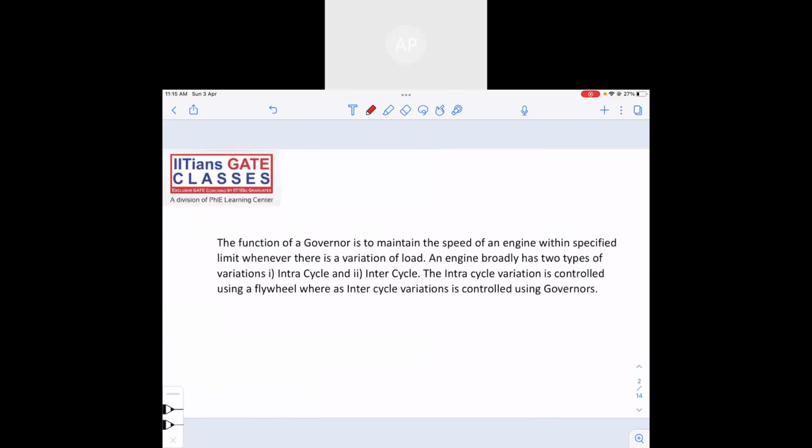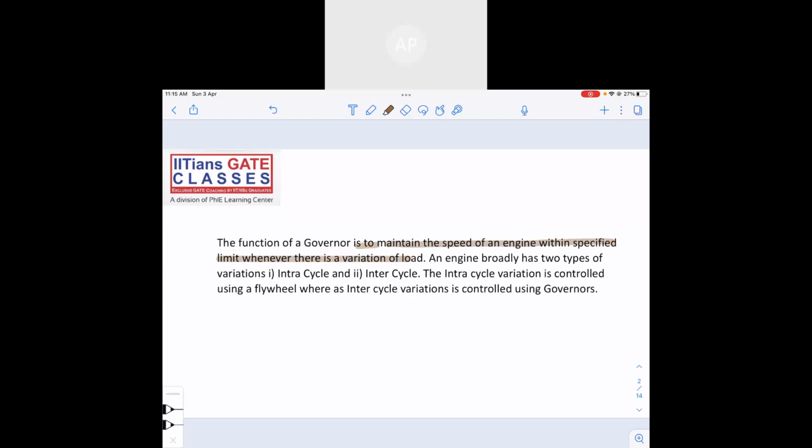Okay, there are two types of governor. Now I hope you got it. The function of a governor is to maintain the speed of the engine within a specified limit whenever there is a variation of load. So if there is a variation of load, the speed of the engine can change. So the function of a governor is to maintain the speed within a specified limit.